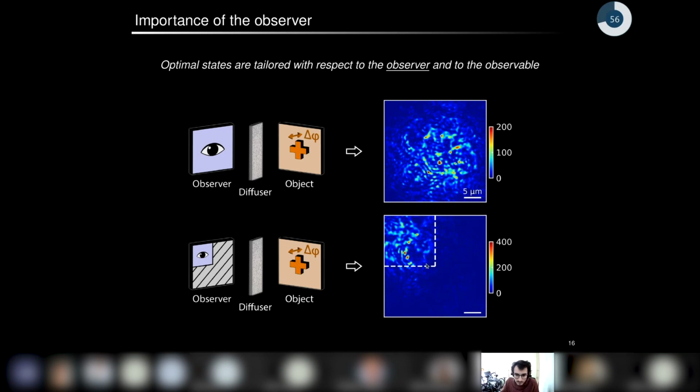When you restrict the field of view, you can see that the wave is naturally redirected toward the observer, towards the field of view that we consider in the definition of the Fisher information operator. It really means that the photons are not only interacting with the object, but also coming back to the observer.